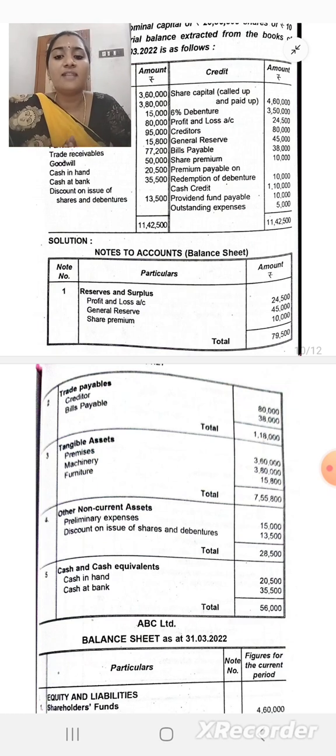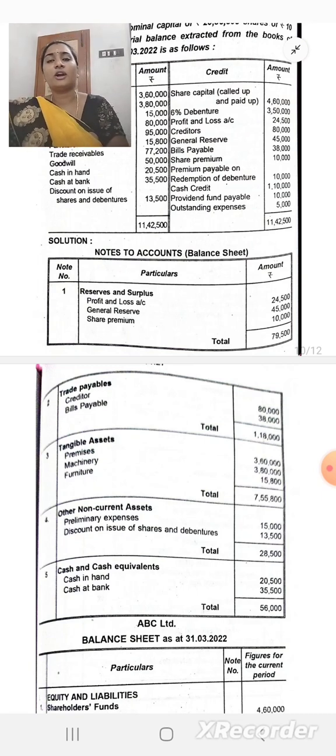Next, tangible assets. Tangible assets are assets we can touch and feel. The items appearing are premises, machinery, furniture, for example land and buildings. All of that comes in tangible assets. The amounts are 3,60,000 for premises, 3,80,000 for machinery, and 15,800 for furniture. So the total value is 7,55,800.